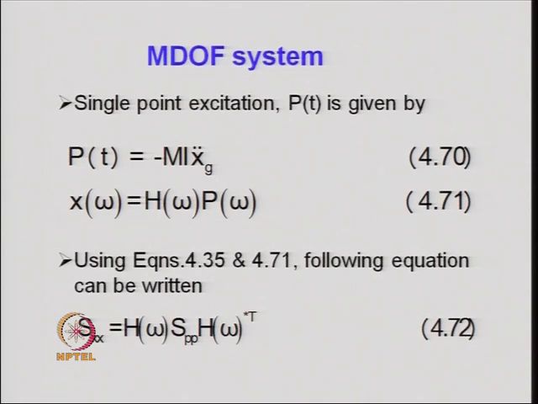What you have to simply do is find out the FRF, that is, the frequency response function matrix for the system, which is equal to the inverse of the matrix k minus m omega square plus i c omega. If you take the inverse of this matrix at every frequency, then you get H(omega) at every frequency, and SPP at every frequency is known. So you have to carry out this matrix multiplication, and from that you will get the value of the power spectral density function matrix at each value of omega.